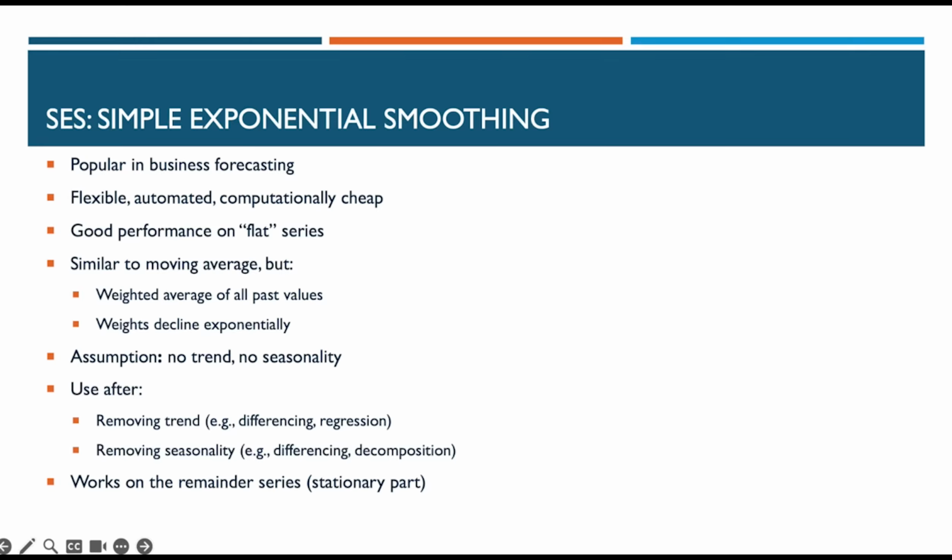Also, there is the assumption. It's like the moving average: we assume no trend and no seasonality. It can only model the level of the series. If we have a trend or seasonality, it will fail. It doesn't work. So, as we said before, we apply differencing and deseasonalizing before we apply this method. But we assume having no trend and no seasonality.